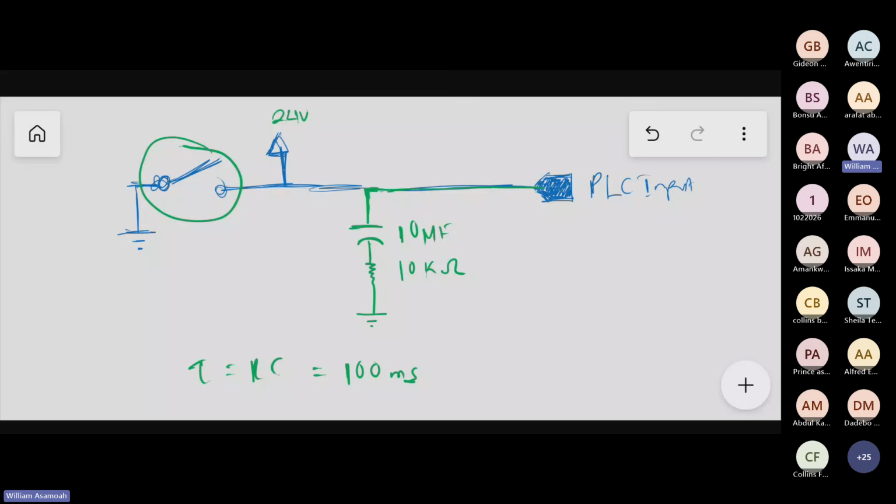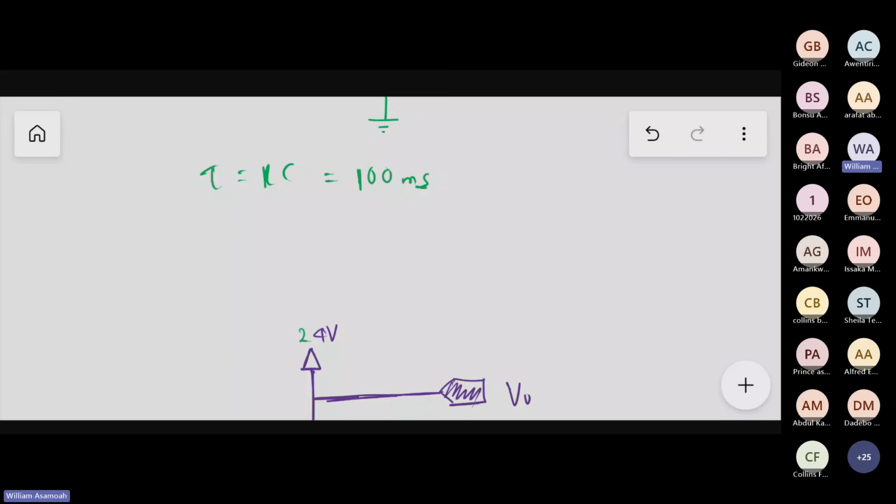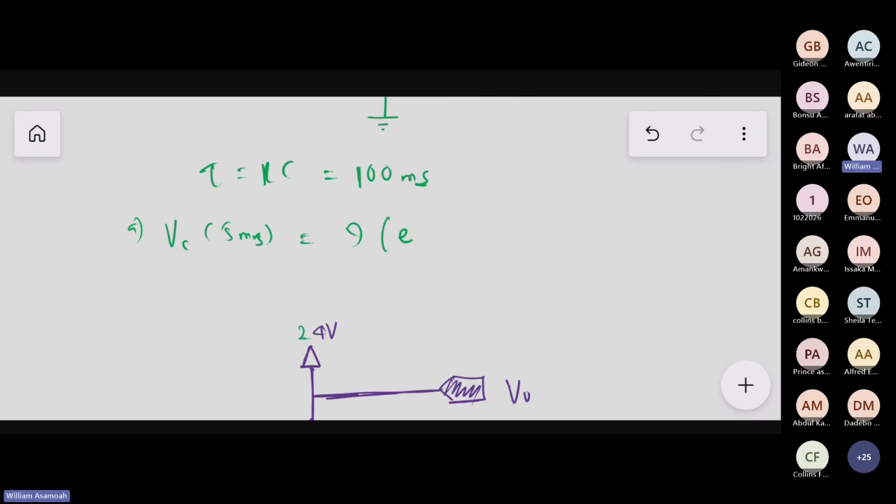So it quickly charges to 9 volts, then the switch debounces, it opens, right? So when it's open, the capacitor will start to what? Discharge, isn't it? Yes, sir. Great. So we will use the discharging circuit. So VC at 5 ms will be equal to 9 volts times e to the power of -5 over what? 100. And what do we get?